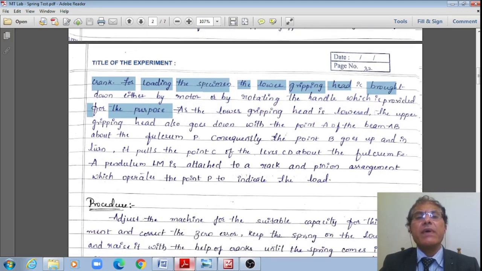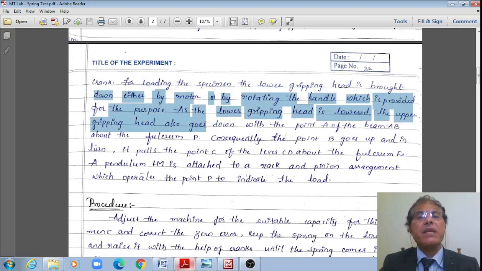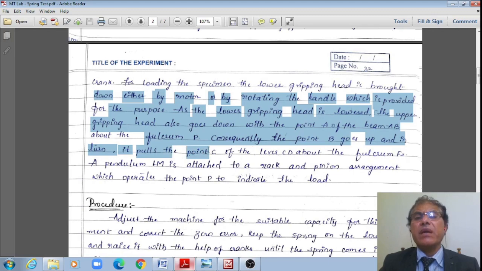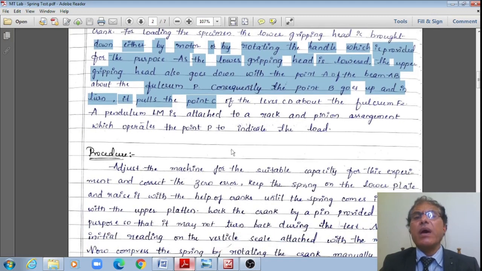However, even as the lower gripping head is lowered, the upper gripping head also goes down, with the point A of the beam AB about the fulcrum point P. Consequently, the point B goes up. In turn, it pulls the point C of the lever CD about the fulcrum F. A pendulum LM is attached to a rack and pinion arrangement which operates the point P to indicate the load.